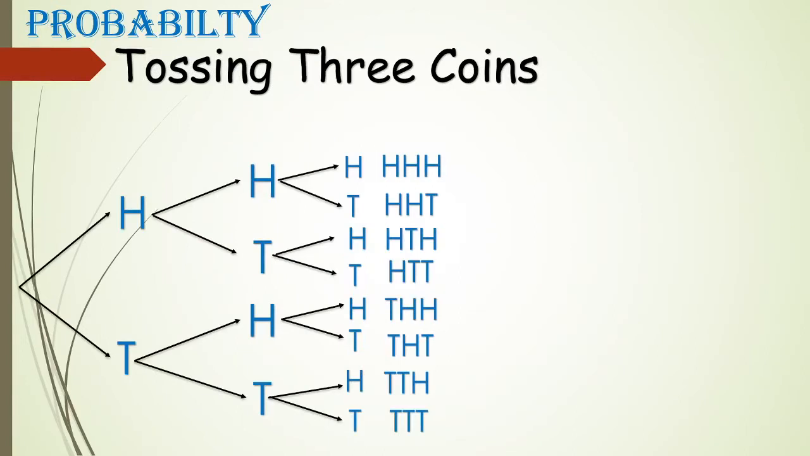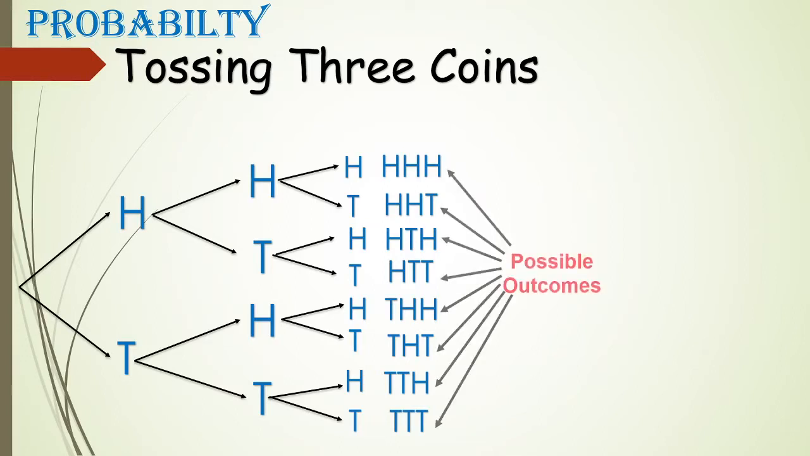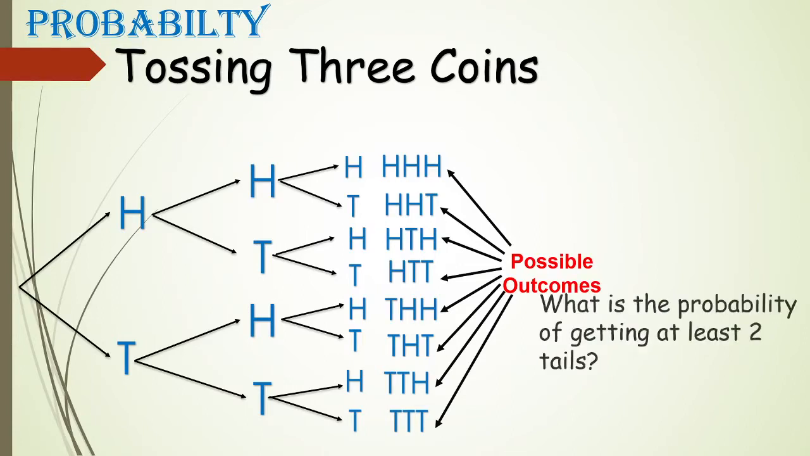But this time, let's toss 3 coins. And take note, those are the possible outcomes. This is now my first question in tossing 3 coins. What is the probability of getting at least 2 tails? So when I say at least, what do you mean by the word at least? Section Zircon, what do you mean by the word at least?